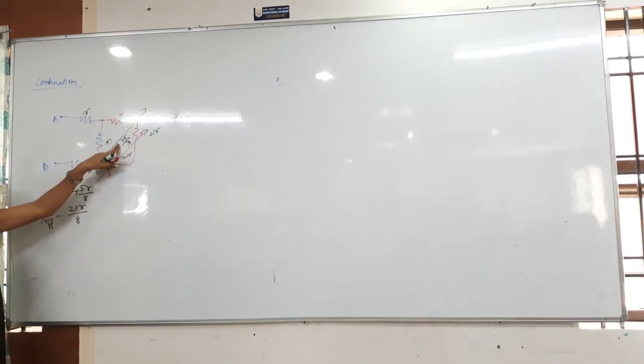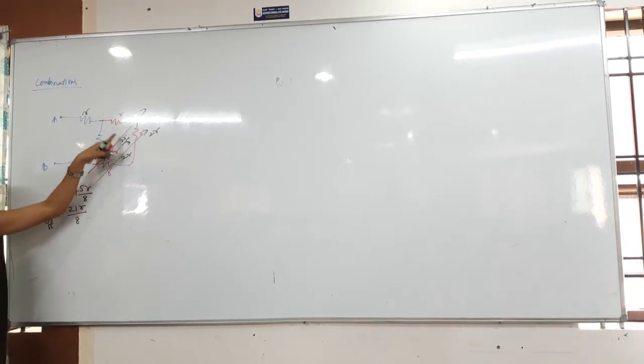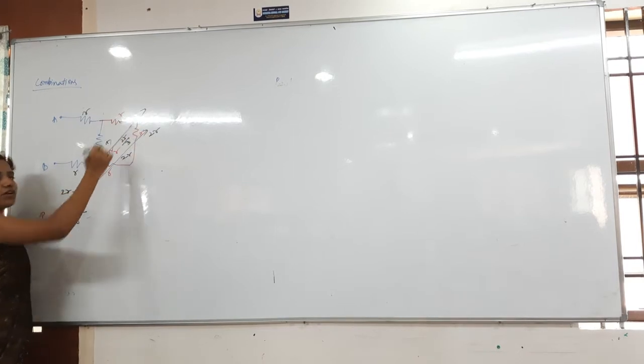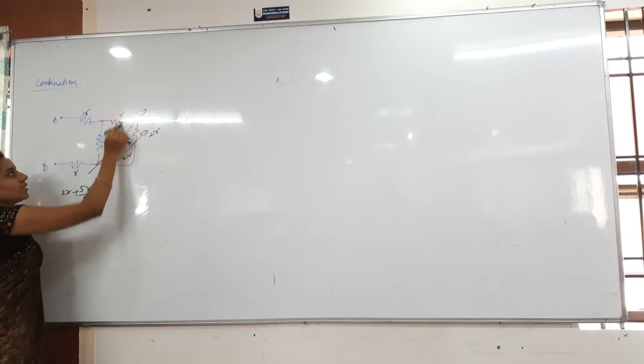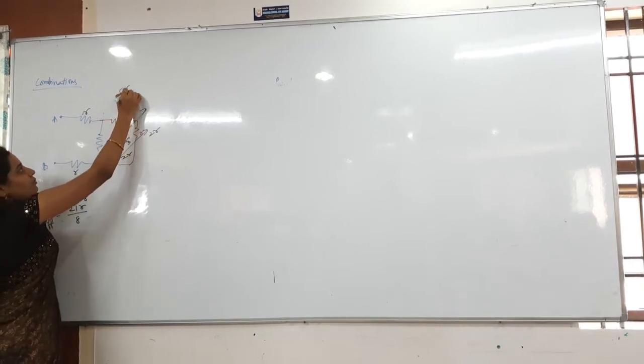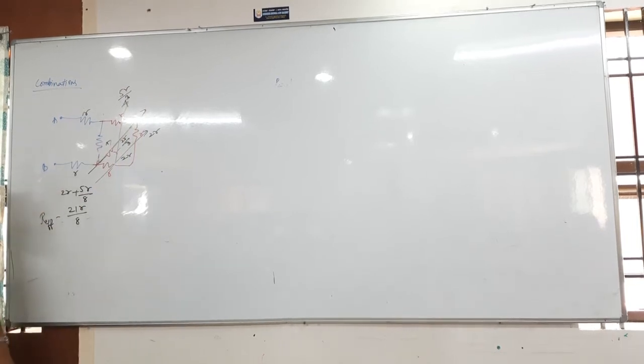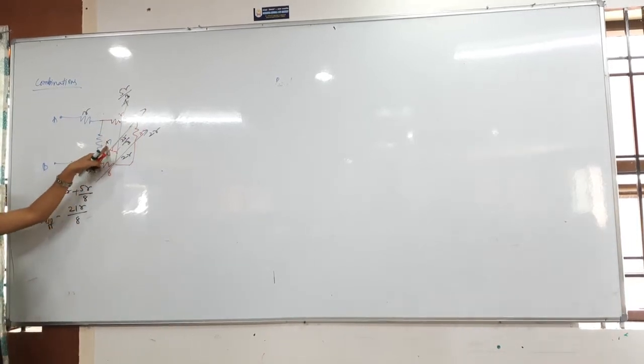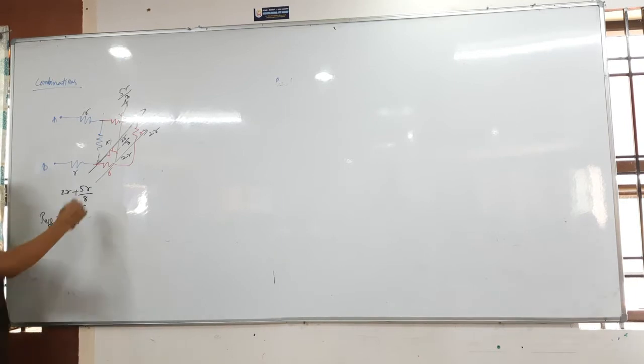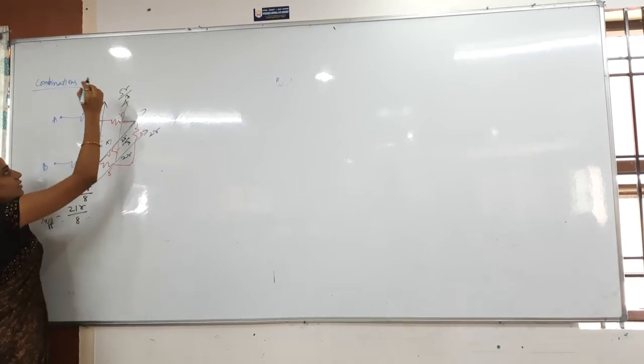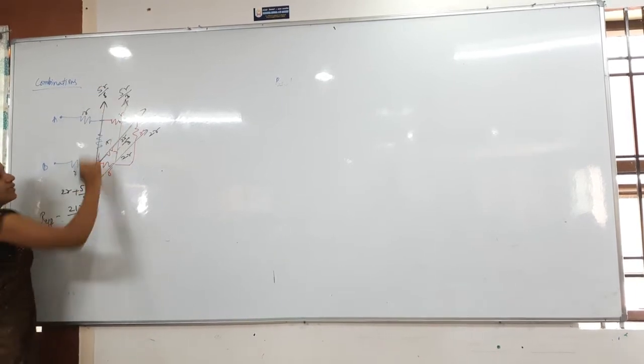This resistance 2R by 3 and then this R, in which combination? Series combination. See, that is an end to end combination. Series, nothing but how much will you get here? 5R by 3. So 5R by 3 and then this R, in which combination? Parallel combination. At that time what will you get here? 5R by 8.